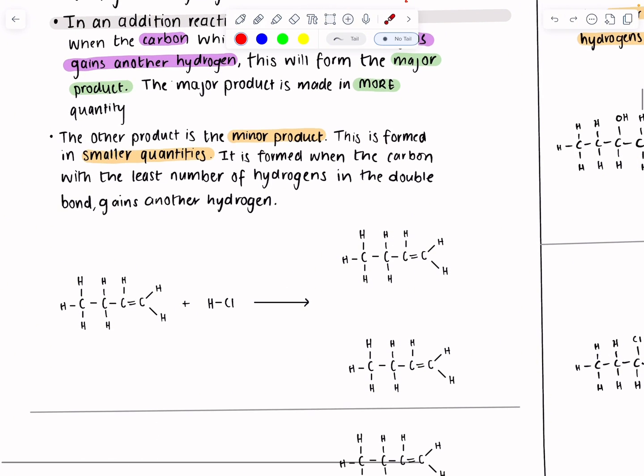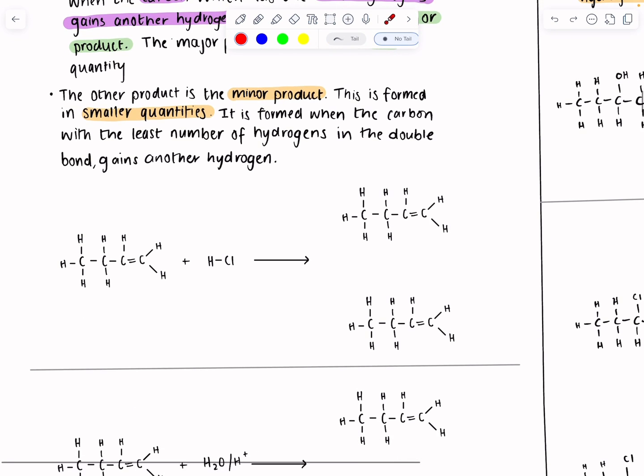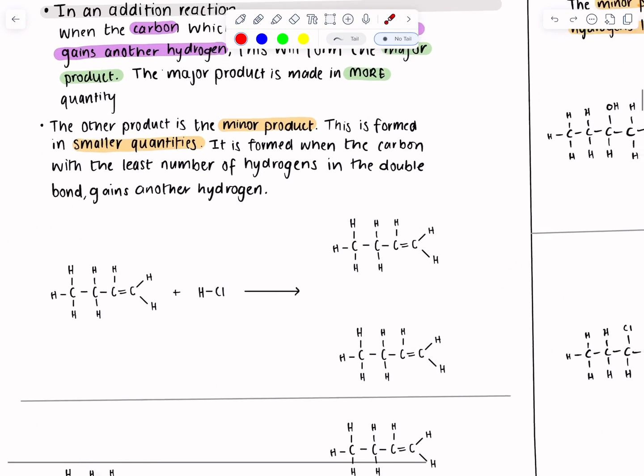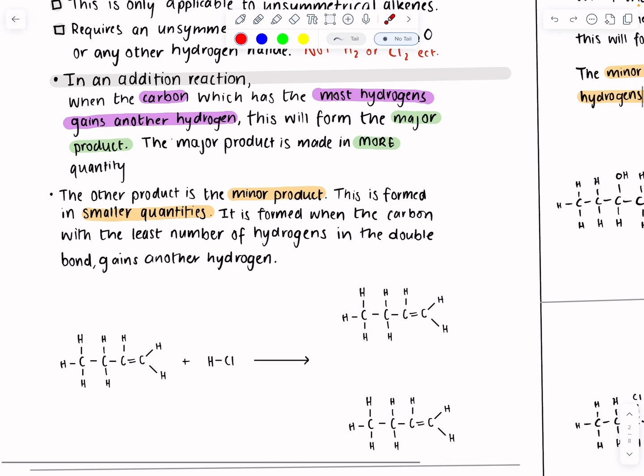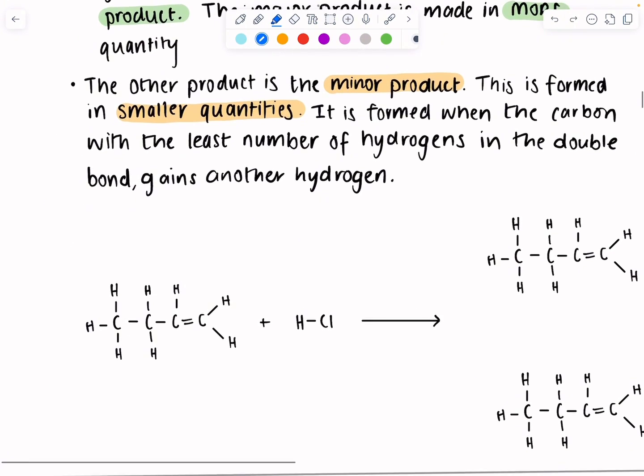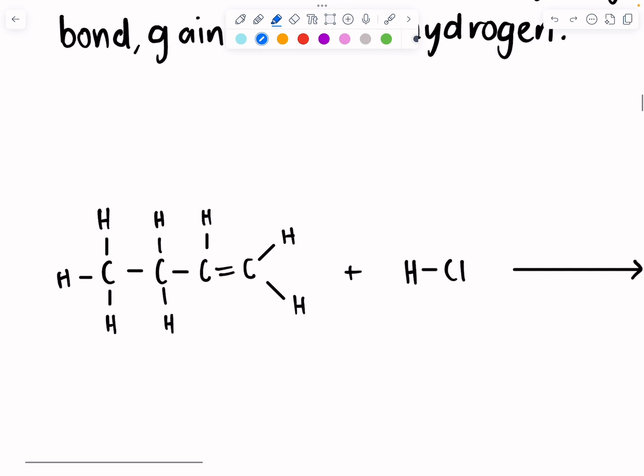It is formed when the carbon with the least number of hydrogens in the double bond gains another hydrogen. What does that all mean? Okay, let's look at this example so that we're being more visual. As you can see here, I've got an unsymmetrical alkene. So let's take a look and see what's happening with this unsymmetrical alkene.